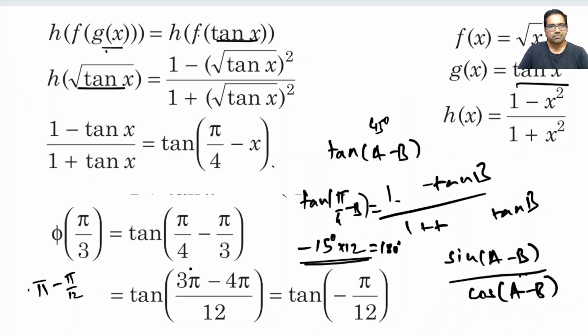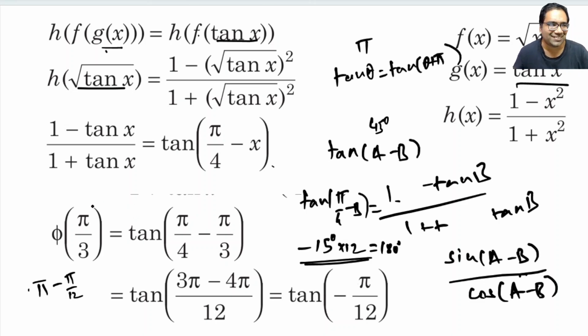So tan function is periodic, with a period of pi, right? So tan theta is equal to tan of theta plus pi. So we can write tan of minus pi by 12 is equal to tan of minus pi by 12 plus pi, which is nothing but tan of 11 pi by 12, right guys? Very simple problem, just using basic trigonometry and substitution, right guys? Thank you.